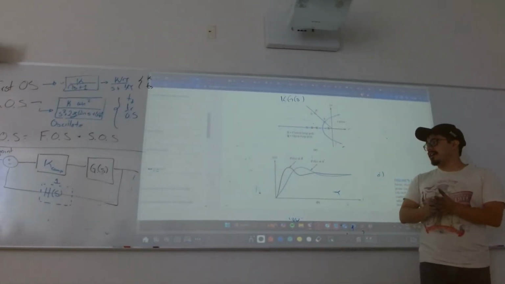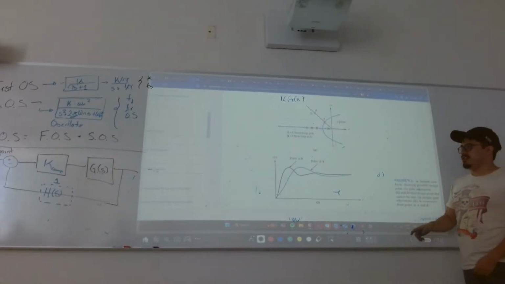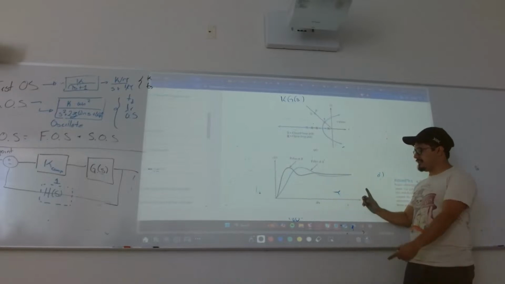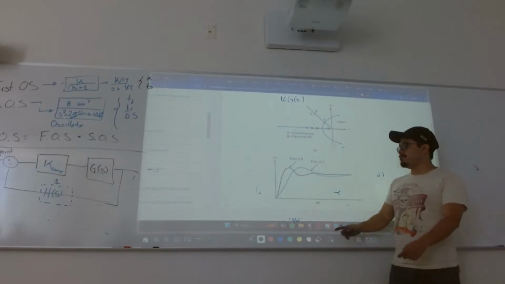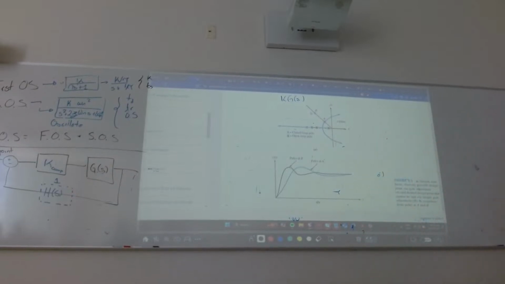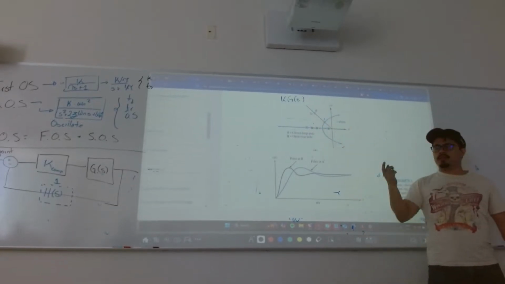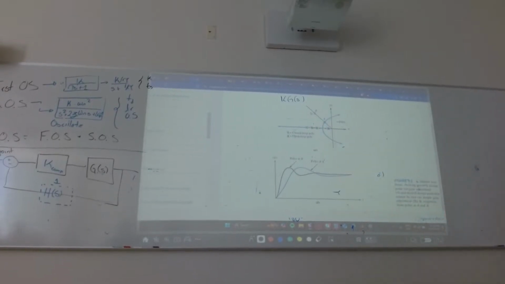Which is having more oscillations, A or B? As you can see, a full cycle of A lasts this period. A full cycle of B lasts this, so which has a higher frequency? The one that completes this cycle faster, right? So the idea here is just what we already knew: the location of my poles determines the behavior in the time domain. Okay?